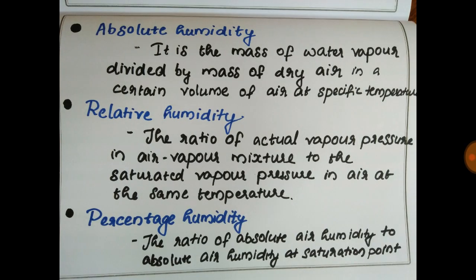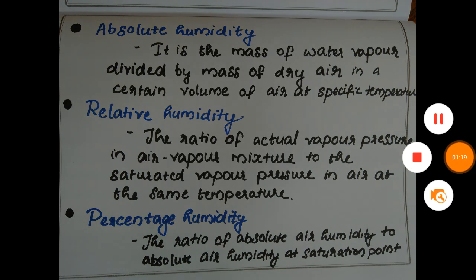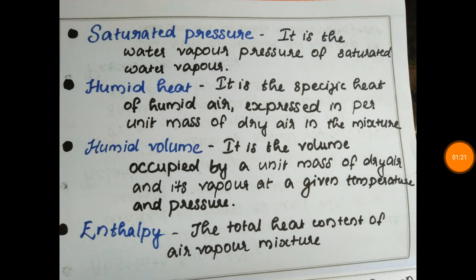Next is absolute humidity. It is the mass of water vapor divided by the mass of dry air in a certain volume of air at specific temperature. Relative humidity: the ratio of actual vapor pressure in air-vapor mixture to the saturated vapor pressure in air at the same temperature. Percentage humidity: the ratio of absolute air humidity to absolute air humidity at saturation point. Saturated pressure: it is the water vapor pressure of saturated water vapor.